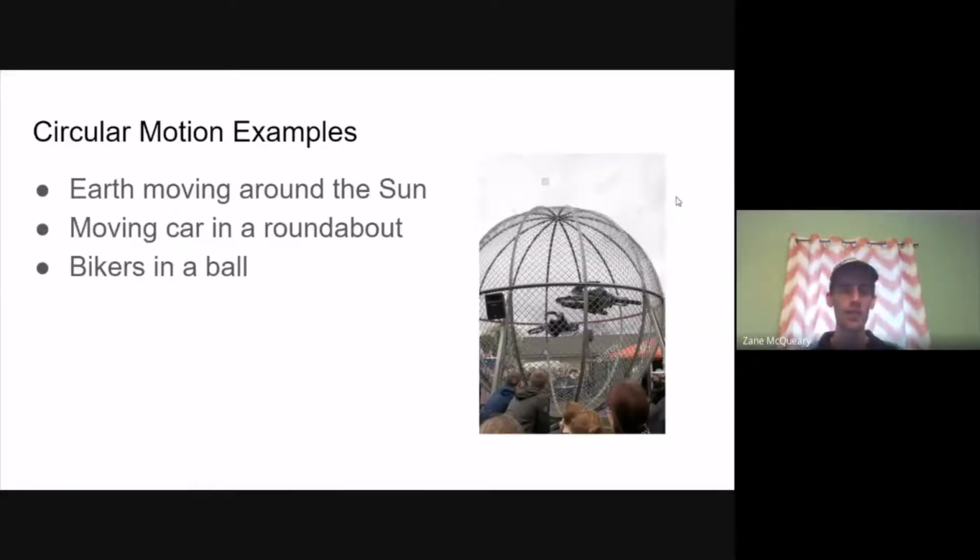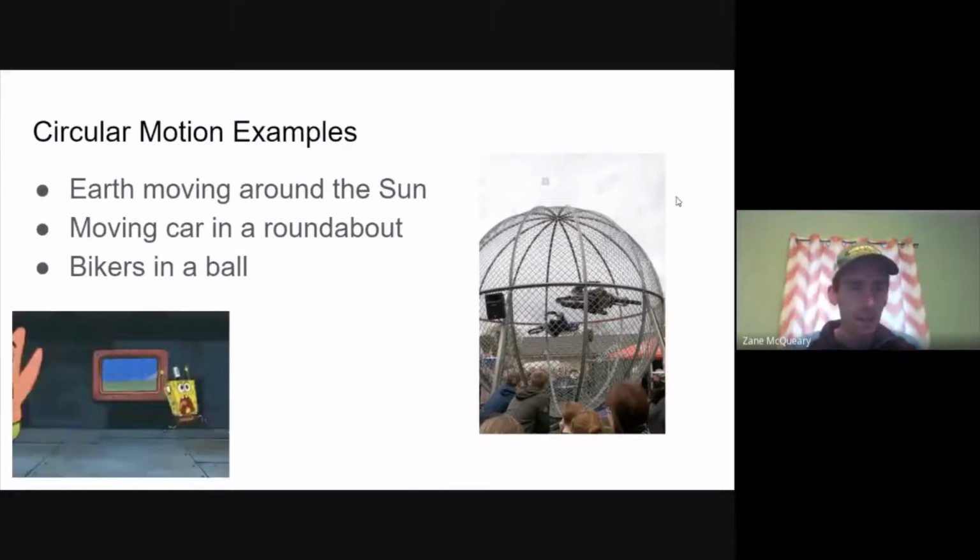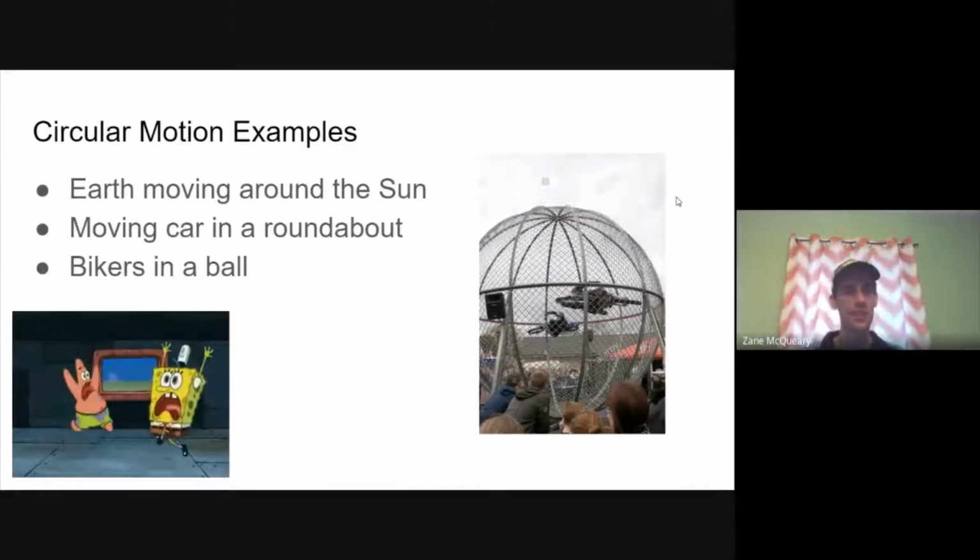A couple examples include the Earth moving around the sun. Maybe these bikers over here, if you've seen them at carnivals or circuses going around in that metal cage of a ball. Maybe it's a car going around a curve, or maybe a roundabout. Or maybe it's like SpongeBob and Patrick and you're just riding around in circles. These are all examples of uniform circular motion because their speed is not changing.